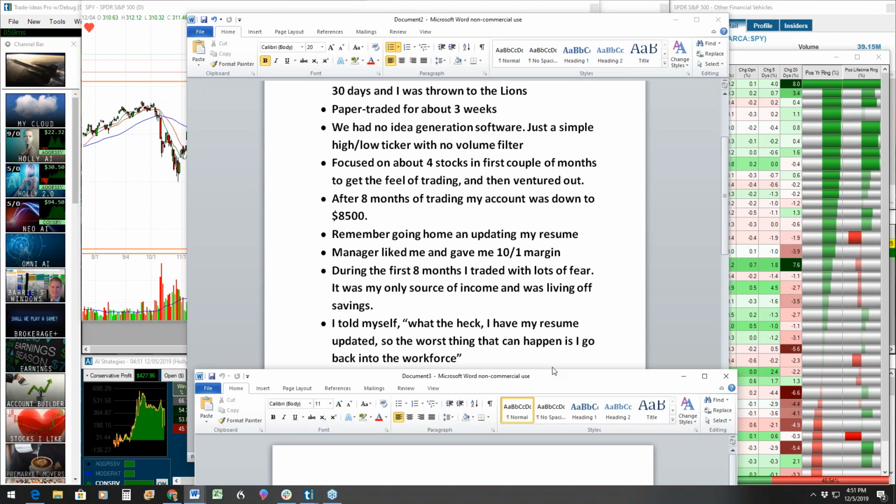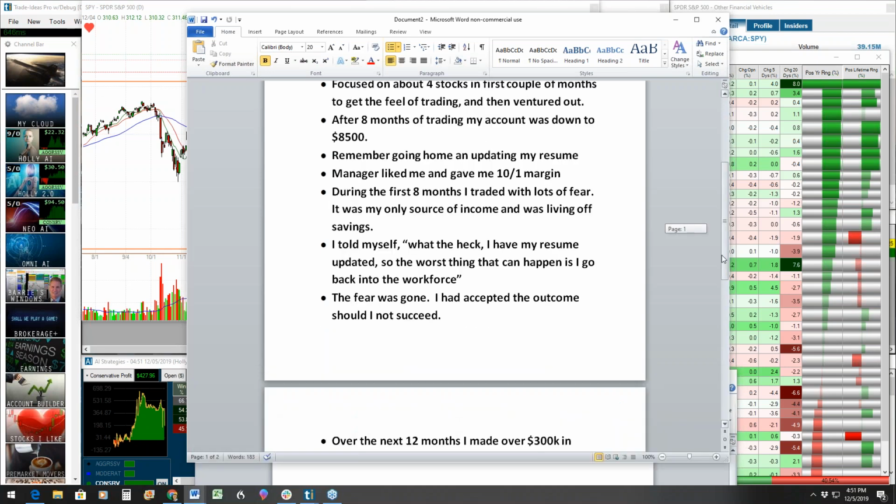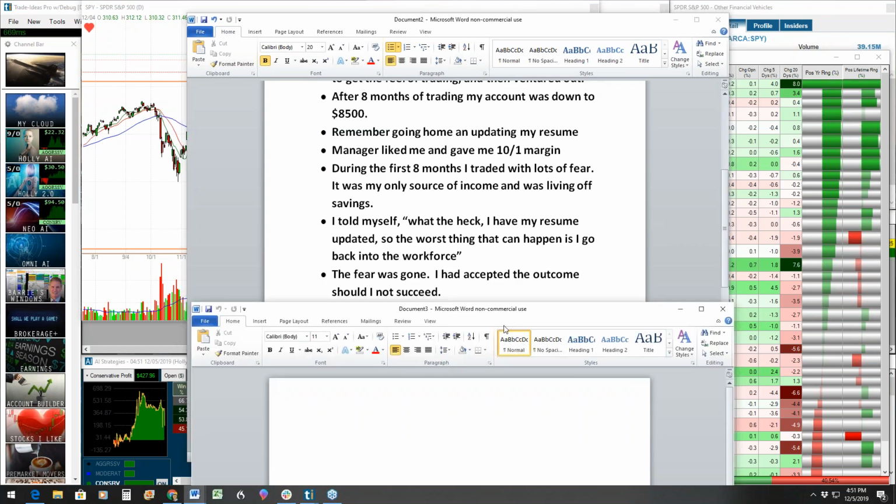Well, when I accepted that, guys, I'm serious, the fear just left me. There was no fear at all. I was going to accept the outcome should I not be able to succeed. So it was like I just totally relaxed. I started immediately trading better, even though my account size was still down, below 10,000. I had accepted the fact that I am not going to be afraid anymore, because I don't need to be. What's the worst thing that can happen? I'm still alive. I still got my family. They love me. I still got my health. I can go out and find a job.